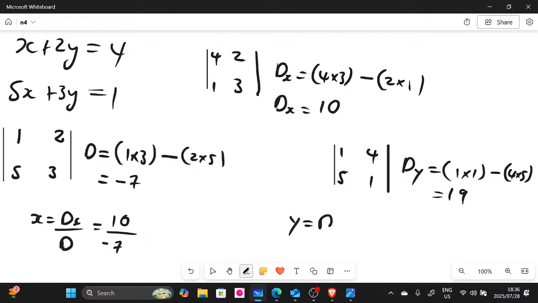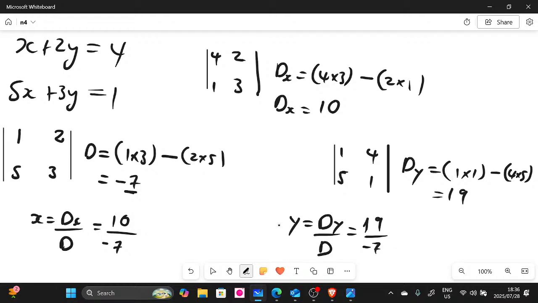And then dy over d. And then this is going to be 19 over, oh, over 7, guys, because our d is -7. There's our d there. That's basically how you calculate y and x.